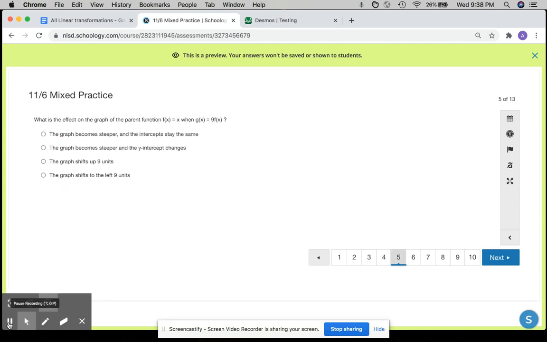On the next question, what is the effect on the graph of the parent function f of x when g of x equals 9 f of x? So this is multiplication. I'm no longer moving my graph up or down.